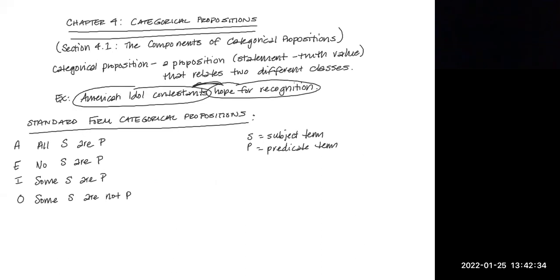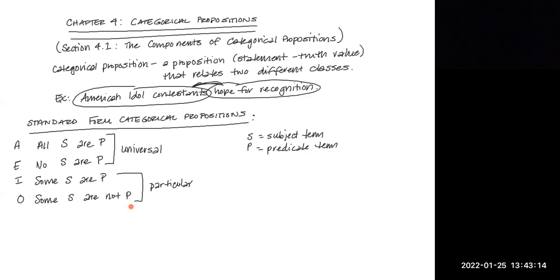Also, these two and these two are related to one another in a different way. These are called universal statements. Why? Because they talk about all of something or none of something. And these are called particular statements because they talk about something particular. Some S are not P, some S are P. That means at least one S is in the P class. And this means at least one S is not a member of P.